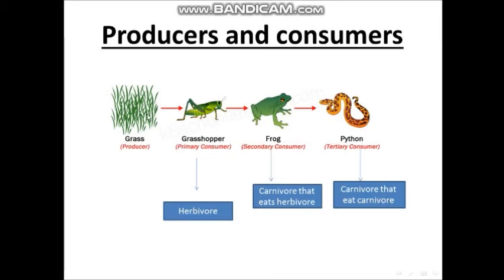Primary consumers will eat the producers, which means they are herbivores. Secondary consumers will eat primary consumers, which means that they are carnivores but they eat herbivores. And tertiary consumers will eat secondary consumers, which means that they are carnivores and they are eating carnivores.